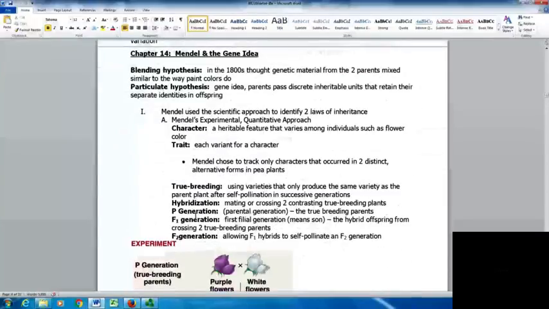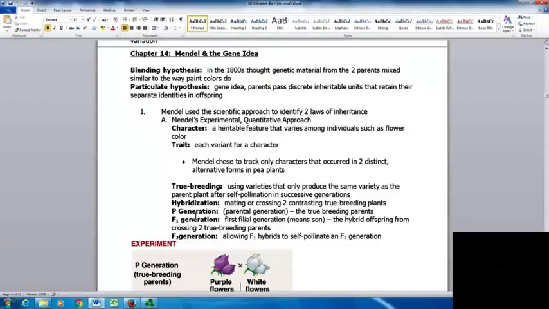Today we're going to look at Mendel and the gene idea. Originally, there was a blending hypothesis around in the 1800s where they thought the genetic material was the mix of two parents and that the traits would blend together similar to the way paint colors do. The particulate hypothesis is closer to the gene idea, where the parents would pass discrete inheritable units that would retain their separate identities in the offspring.